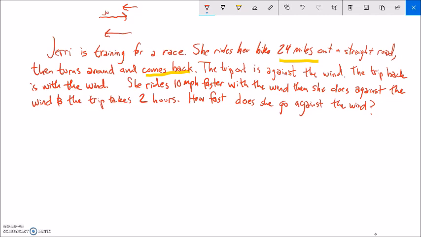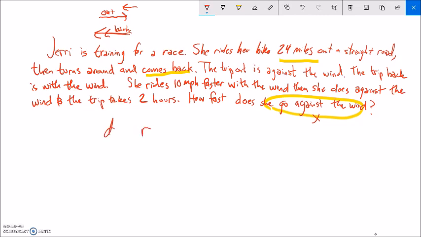So that's out, it's back. She rides 10 miles per hour faster with the wind, that'd be this direction, than she does against the wind. And the whole trip takes 2 hours. How fast does she go against the wind? So it's interesting. I'm looking for her speed against the wind. So I'm going to let that be my variable. I'm going to let that be my x.